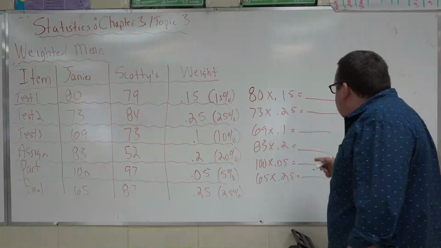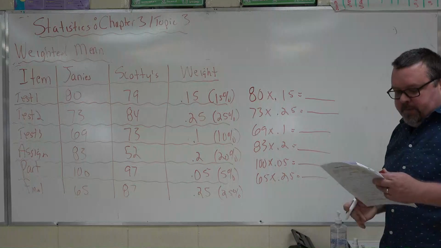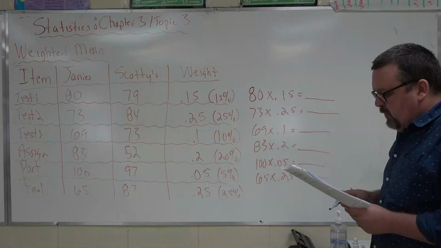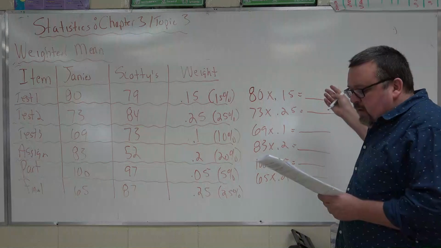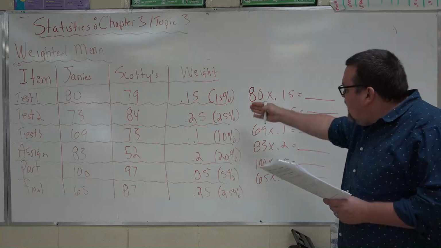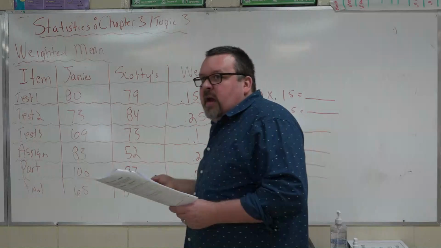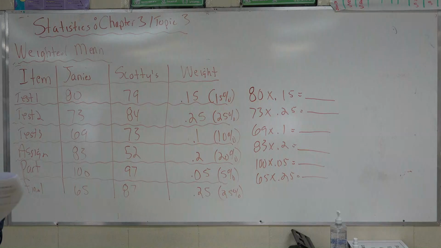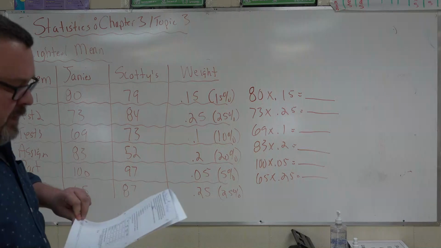Once you get those answers, you're going to add them up. And then pretty much divide, when you add them all up, divide by 1, because all of these percentages should equal 100. As a decimal, 100 is 1. So you're going to add those all up and divide by 1 to get you the actual percentage. You'll see it without doing the divide once you add them all up.